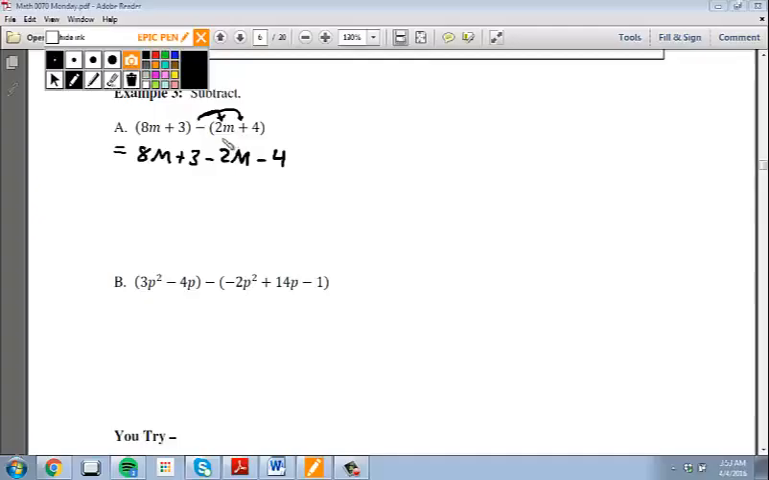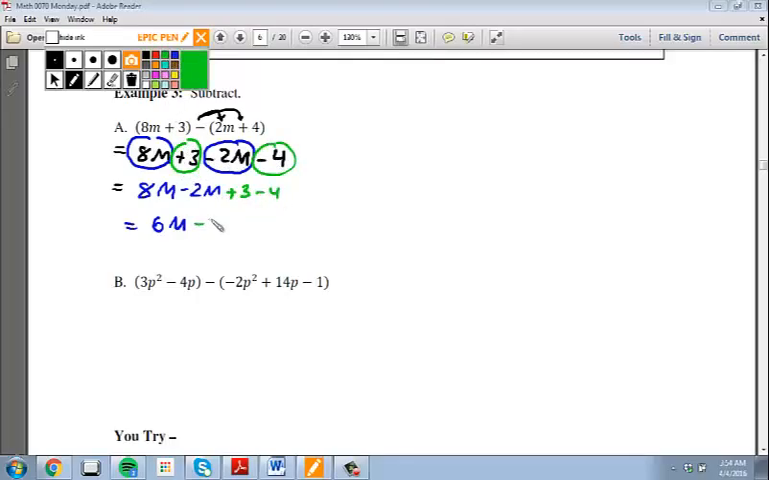So 8m plus 3 minus 2m plus 4 becomes 8m plus 3 minus 2m minus 4. Then combine the like terms just like before. So 8m minus 2m, and that would give me my 6m. And then I have plus 3 minus 4. That is a minus 1. It's over. 6m minus 1.